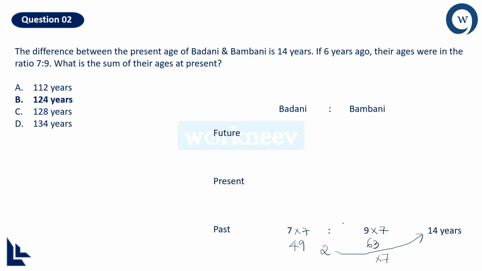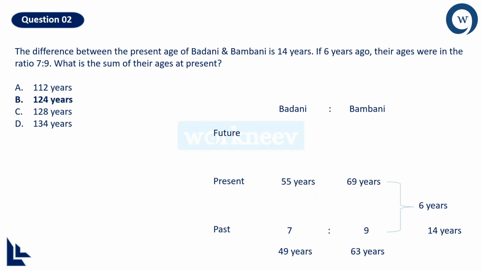So that were the ages of Badani and Bambani 6 years ago. 49 years and 63 years. Done. Now, these were the ages 6 years ago. Now tell me, what will be their present ages then? Difference between the past and present is 6 years as per the question. Now I need to add 6 years to both the ages, then their ages will turn out to be 55 years and 69 years. Now tell me, what will be the sum of their ages at present? It is 124 years. So I hope it is clear for everybody.